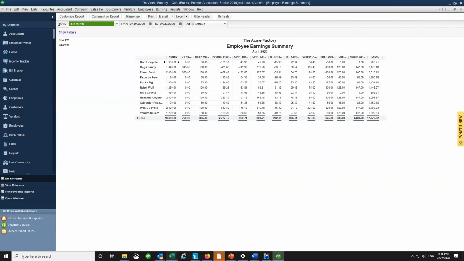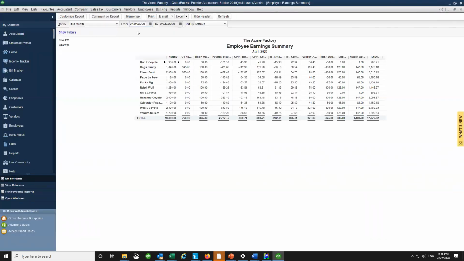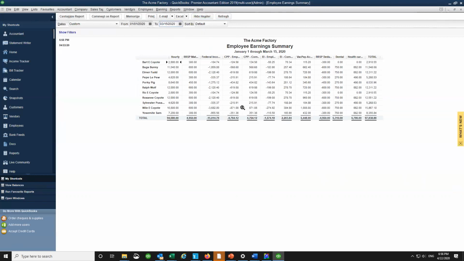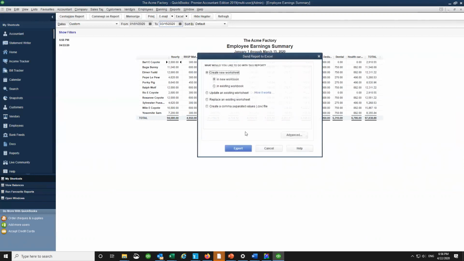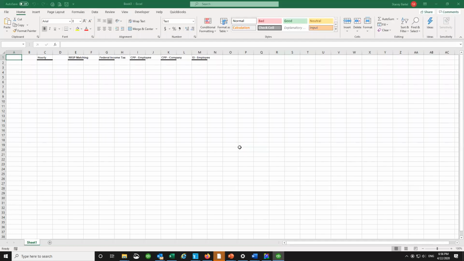Now, if we go back to our spreadsheet here, they want to know what our average biweekly gross payroll was from January 1st to March 15th. So let's go back into QuickBooks here, and we're going to change the reporting period. We're going to go January 1st to March 15th, and we're going to refresh it. So here we go. Now we have our 11 employees and all of their hours and everything else. Now, I always like dumping it into Excel because we can manipulate it. We can figure out whatever we need to pull out for information. So I'm going to put it into Excel.